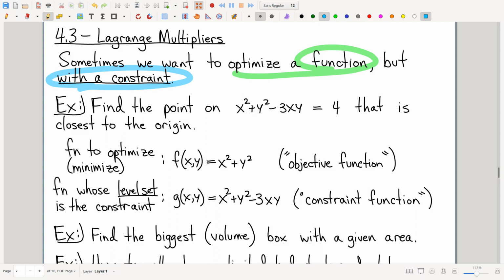So, easy example, here's a constraint. I'm only going to look at points where this equation is satisfied. And among just these points, I want to know what point is closest to the origin. And, of course, closest to the origin means I want to minimize distance, right?